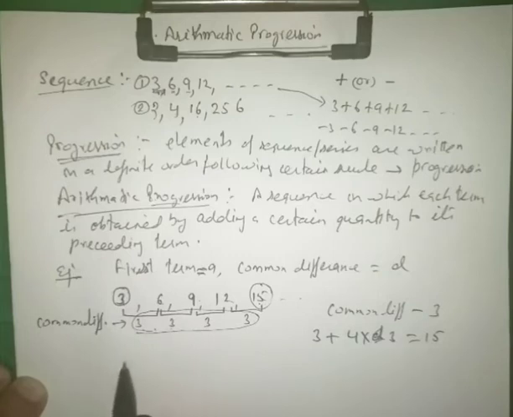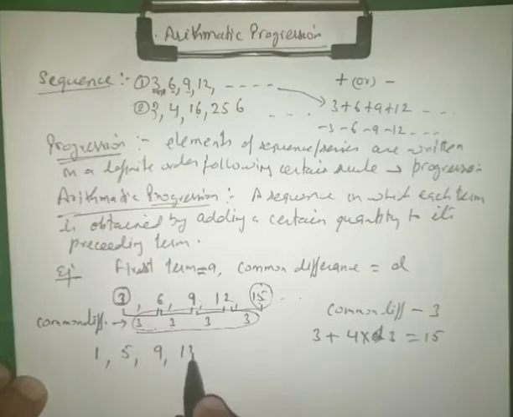Similarly, let us take one more example. Let us say that the first term is 1, and here I'm adding 4 to this. So the next term will be 5. 5 plus 4 it will be 9. 9 plus 4 it will be 13. 13 plus 4 it will be 17, and so on.